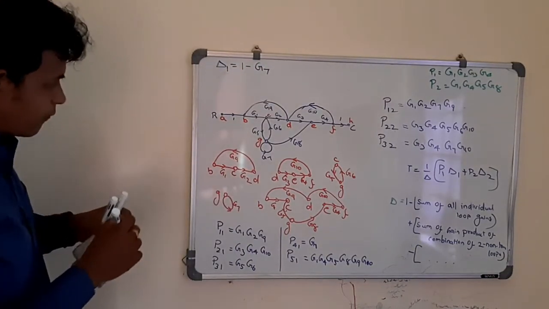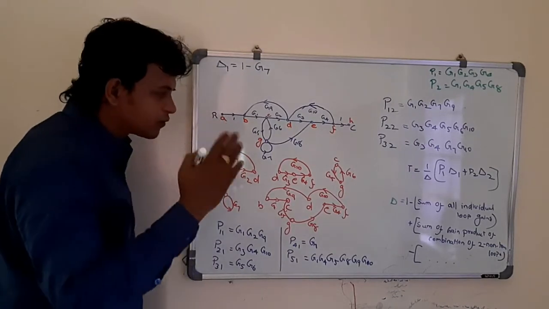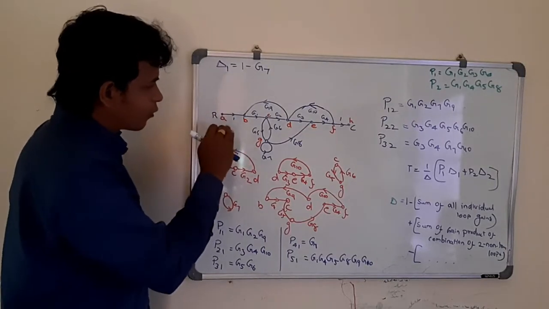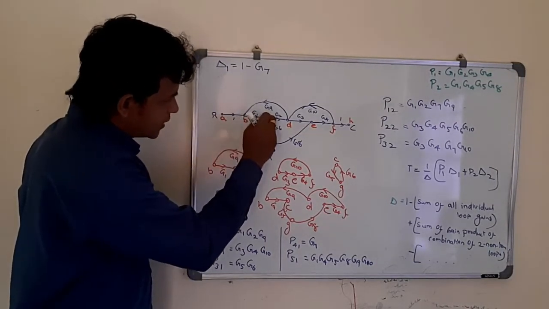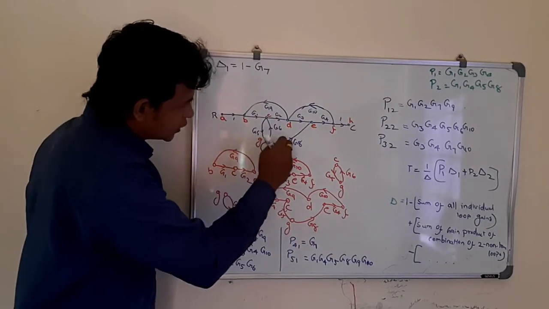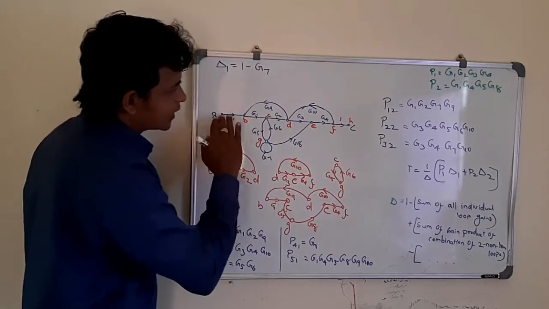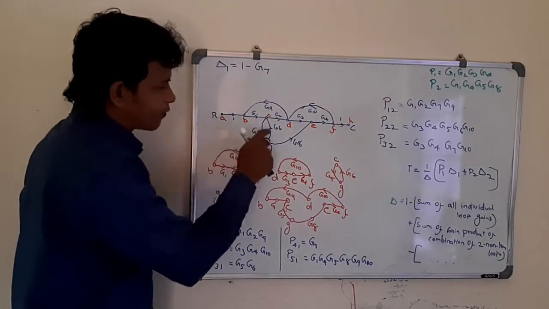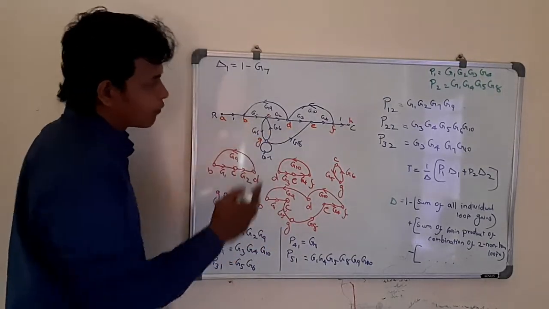Okay, now I have to find del 2. Del 2 is the portion of the graph which is not touching forward path 2. Forward path 2 is A to B, B to C, C to G, then G to E, E to F, F to H. So there is no portion of the graph which is not touching forward path 2.